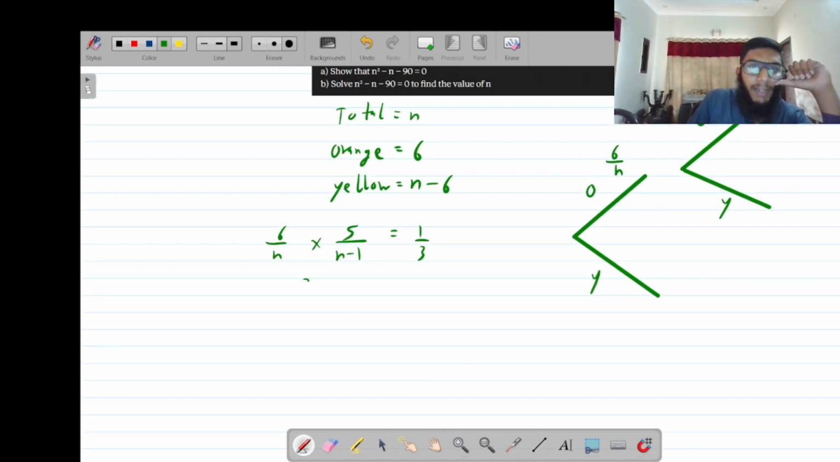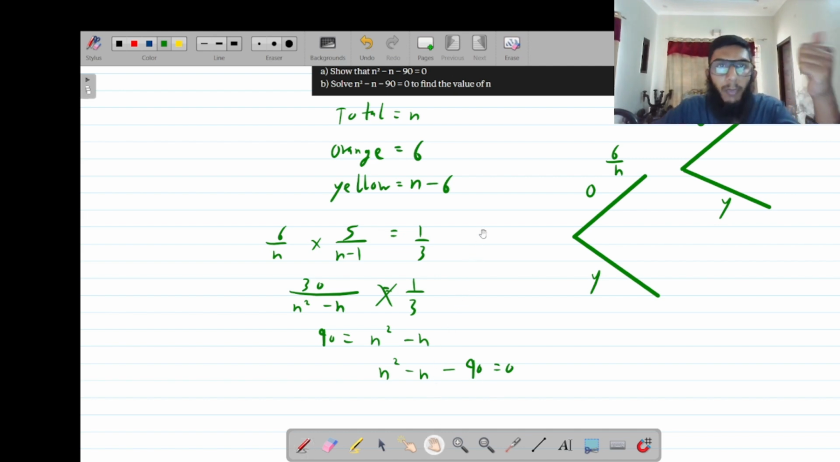6 times 5, that is 30. N times n, that's n squared. N times minus 1 is minus n, equals 1 by 3. Cross multiply. 3 times 30 is 90. 1 times n squared is n squared, and then minus n. Rearrange it, and you're going to get n squared minus n minus 90 equals 0 as the final answer. Okay? That's our part 1.